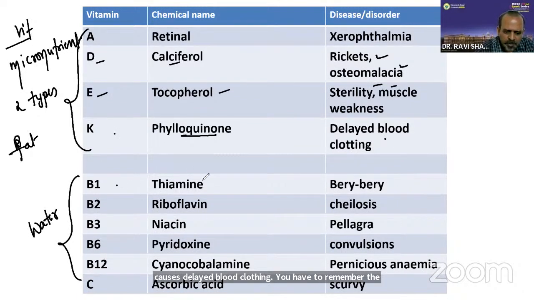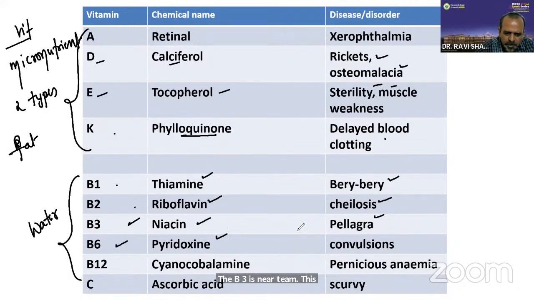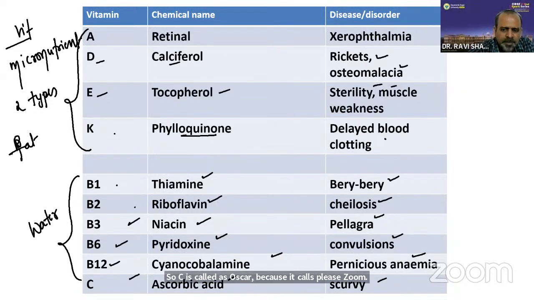So B1 is called thiamine. It causes beriberi. B2 is riboflavin, causes cheilosis. B3 is niacin, causes pellagra. B6 is pyridoxine, causes convulsions. B12 is cyanocobalamin, causes anemia. So C is called ascorbic acid, causes scurvy. Please remember the deficiency disorder of all these vitamins, nothing else.